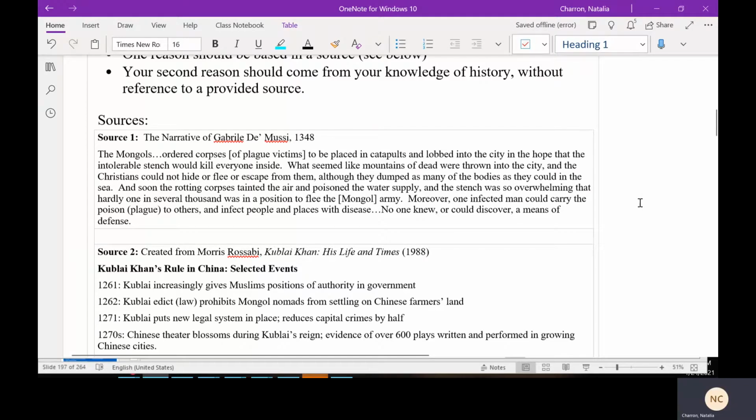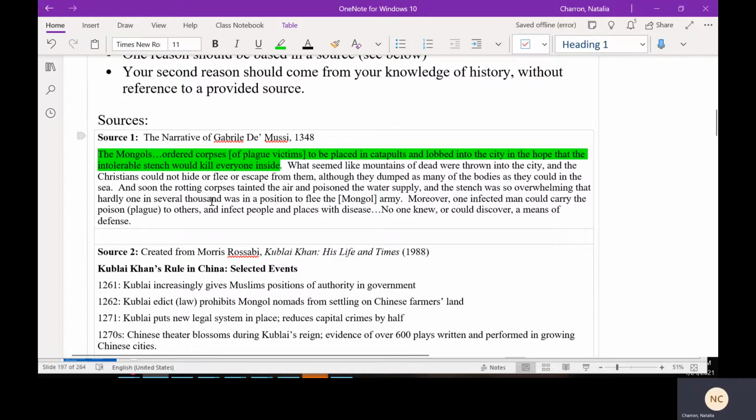So starting from the top, source 1 says the Mongols ordered corpses of plague victims to be placed in catapults and lobbed into the city in hopes that the intolerable stench would kill everyone inside. Okay, that matches my barbaric reason, right? That seems pretty violent. If I wanted to just go with that, I can stop reading sources at this point and use that for my first paragraph.